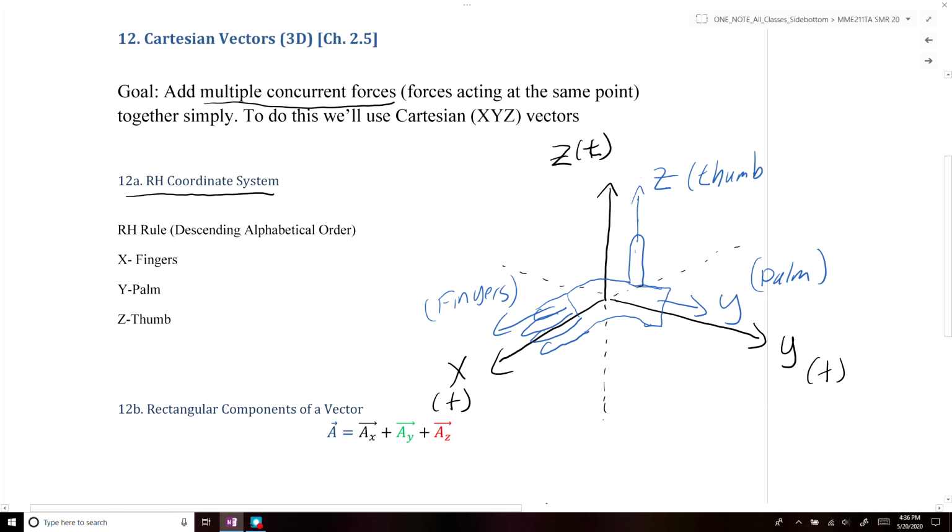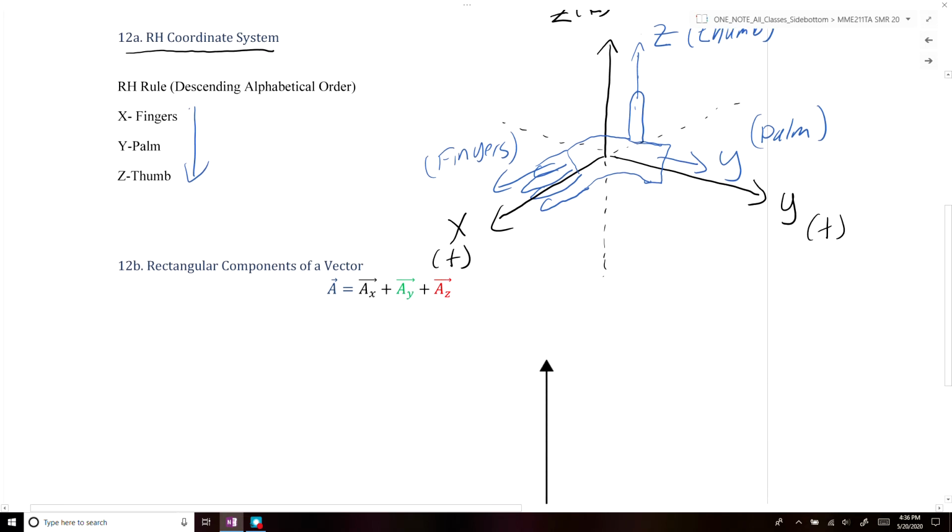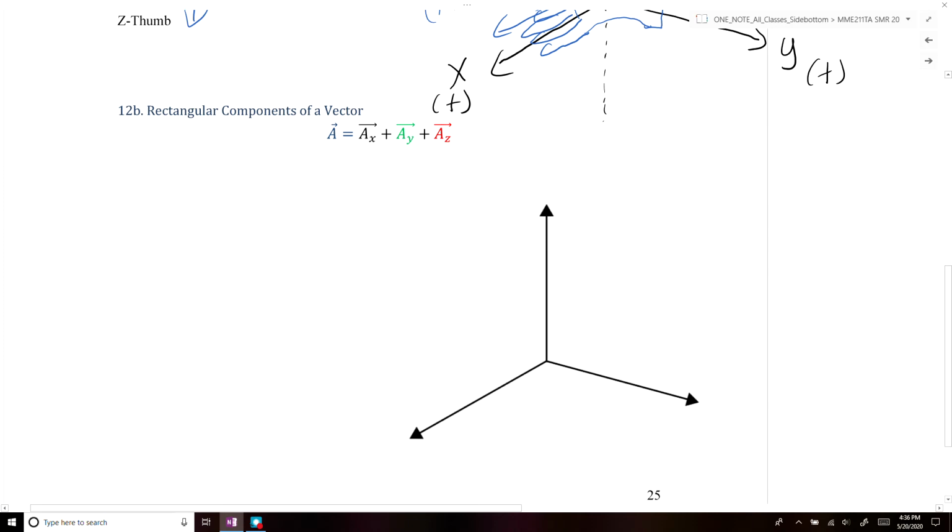If you're ever confused about which part of your hand should be the x-axis, the y-axis, or the z-axis, just remember your fingers, your palm, and your thumb. Put them in alphabetical order, and it will follow the x, y, and z axes.